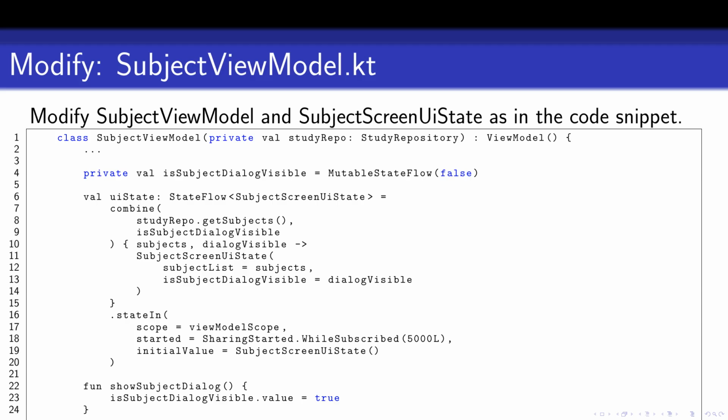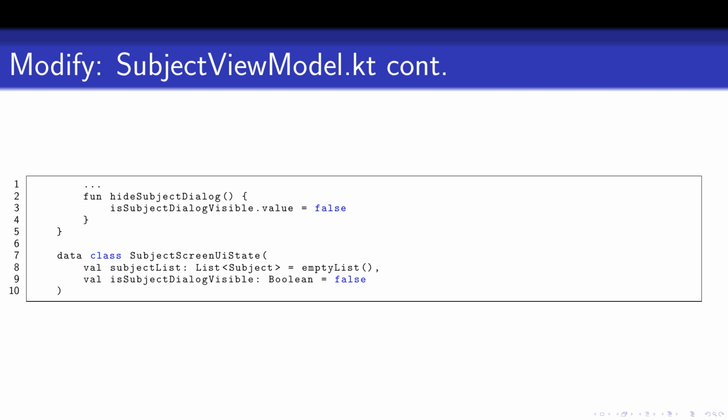Whenever either the list of subjects or the dialog visibility changes, the UI will automatically update to reflect the new state. To complete the logic, the ViewModel adds the hideSubjectDialog method, which sets the dialog visibility flag back to false. Alongside that, the subject screen UI state data class is defined to hold both the list of subjects and the visibility state of the dialog.